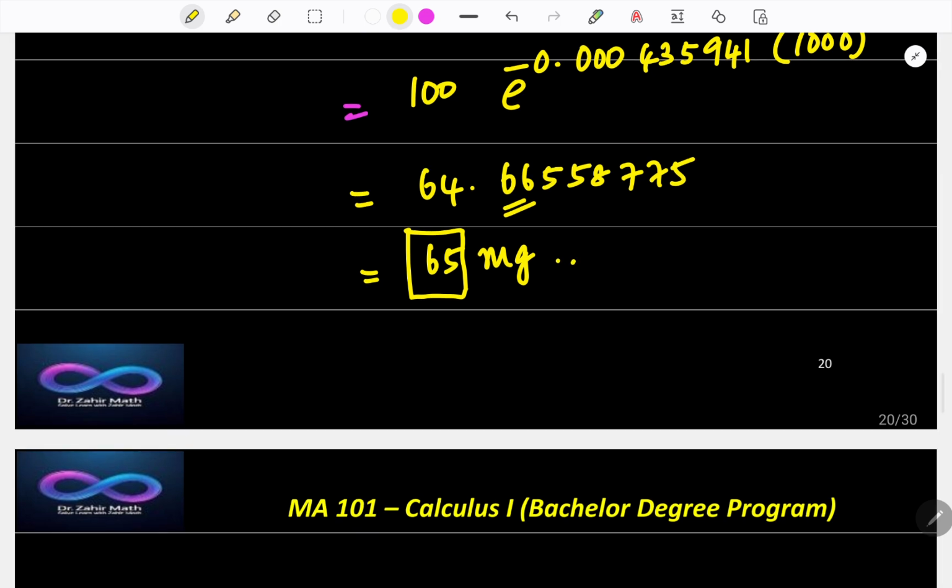Clear, everybody? So this finishes 2 questions from the exercise, I forgot the name, 6.5, exponential growth and decay.